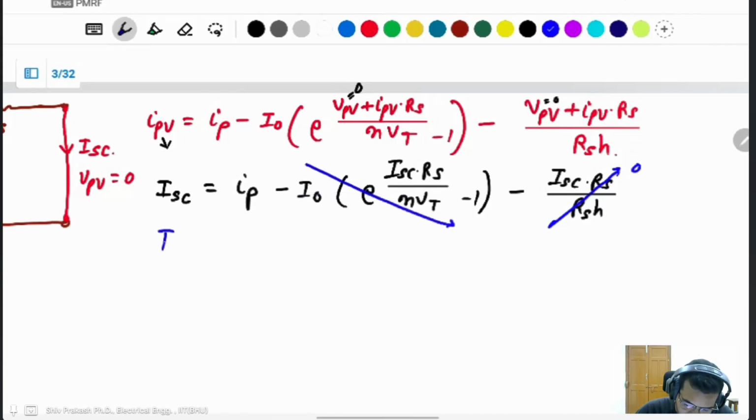Then ISC, you can say, is directly proportional to the photon current, and the photon current is directly proportional to the solar power, the insolation; we can say solar insolation.